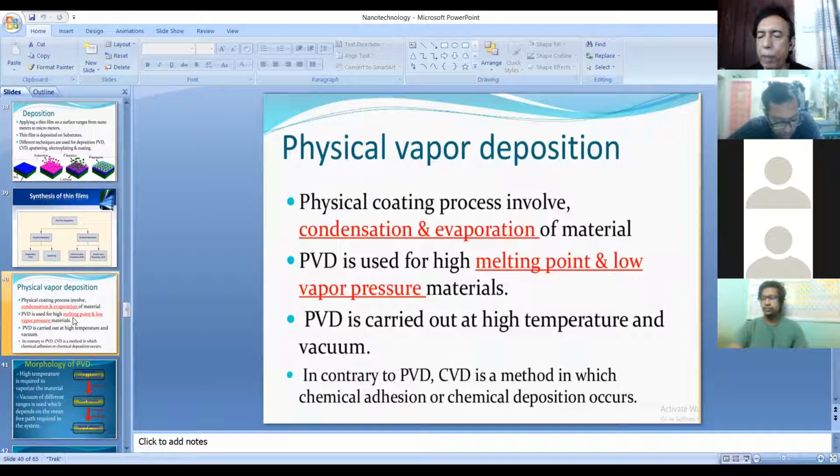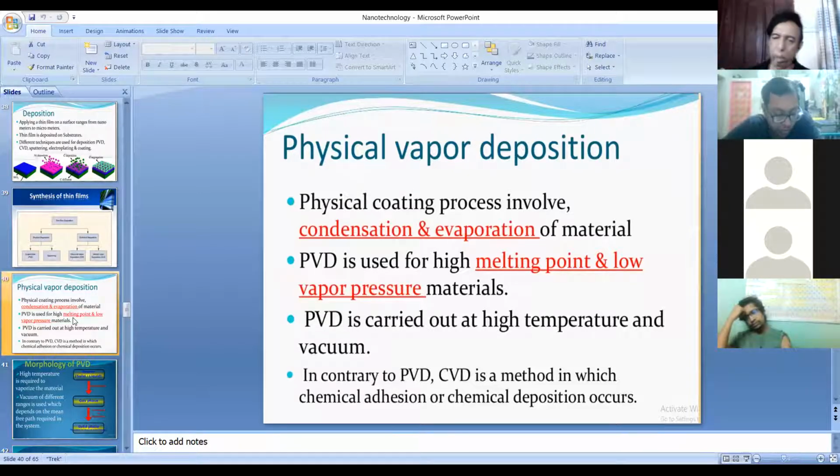In physical vapor deposition, first you have to vaporize a solid substance, then you have to condense that vapor on a substrate. That is the physical vapor deposition. That is the main thing of physical vapor deposition: to vaporize a solid material, and then condense the vapor on a substrate.